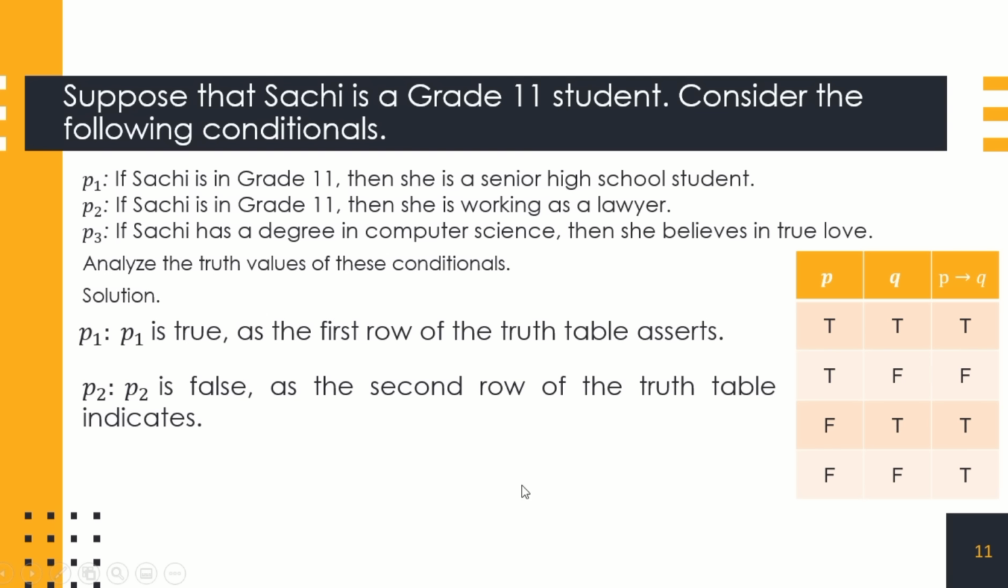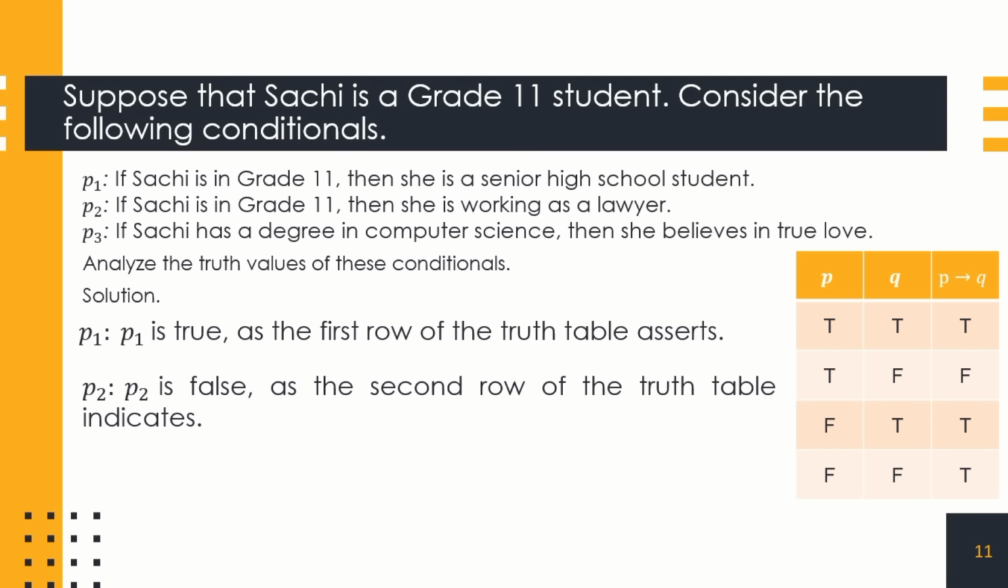Next, if Sachi has a degree in computer science, then she believes in true love. So, alam natin Sachi has a degree in computer science, that is false. Why? Kasi grade 11 pa lang si Sachi, right? And then, Sachi is still in grade 11. Can it possibly be that nakatapos na siya kasi grade 11 pa lang. On the other hand, we do not know the truth value of whether naniniwala talaga siya sa true love.